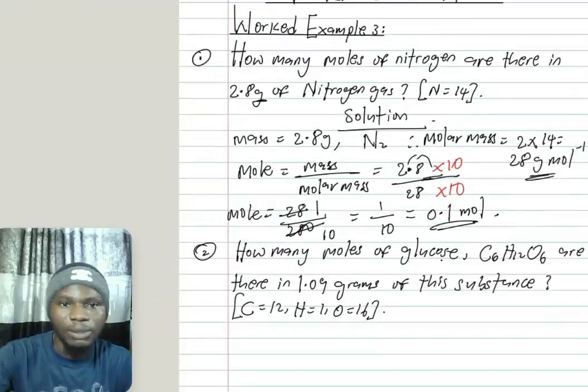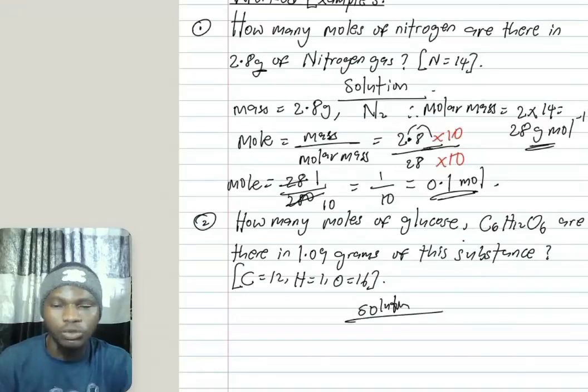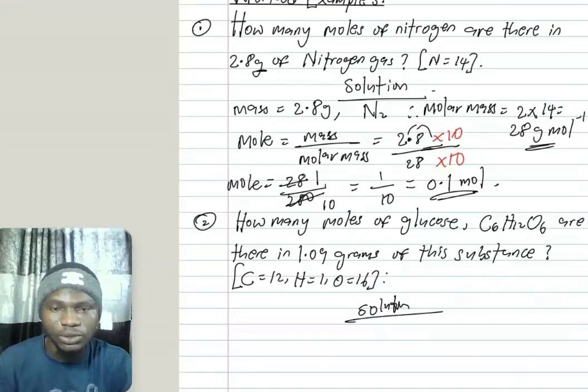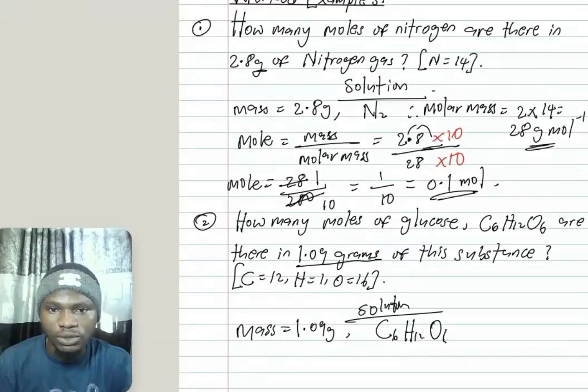Now the next question I'm having here is this. They said how many moles of glucose are there in 1.09 gram of this substance? The same way, this 1.09 grams represents the mass. So the mass is equal to 1.09 grams. And looking at glucose, this is C6H12O6. So let us get the molar mass.